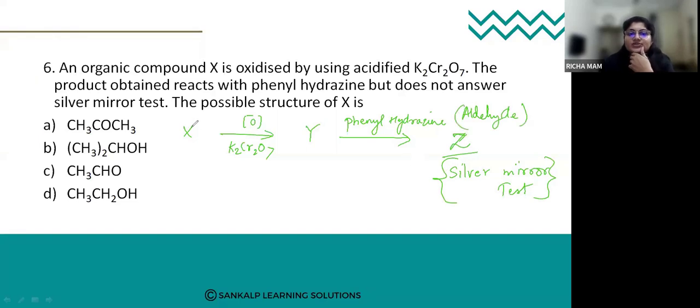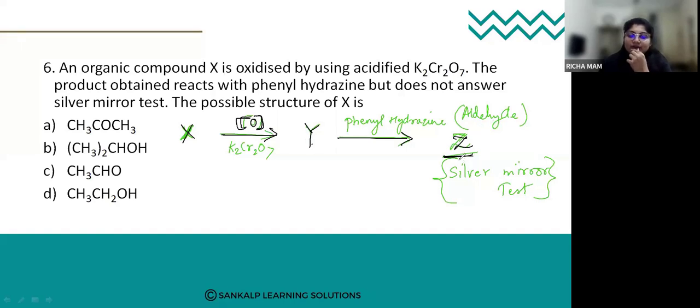They have asked what is the possible structure of X. Now, the starting reactant X, on oxidation, should give you Y. This Y, when it reacts with phenylhydrazine, should give you Z. And this should be what? Aldehyde.